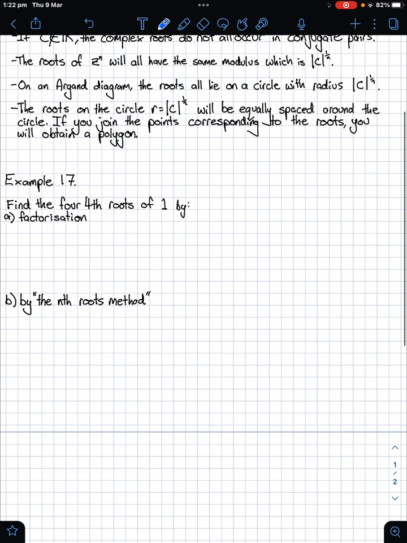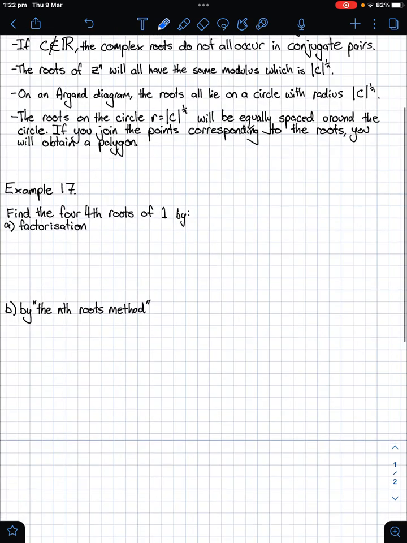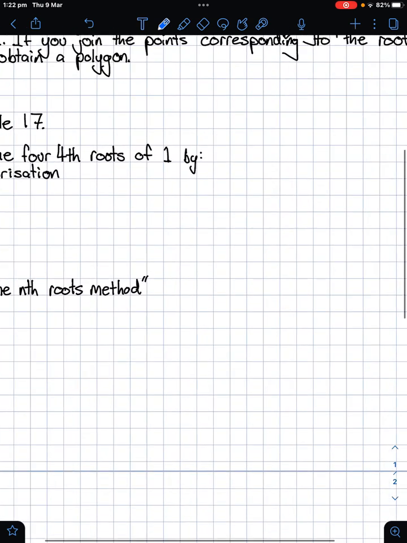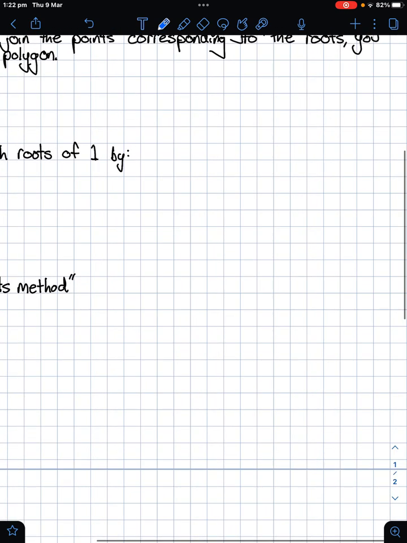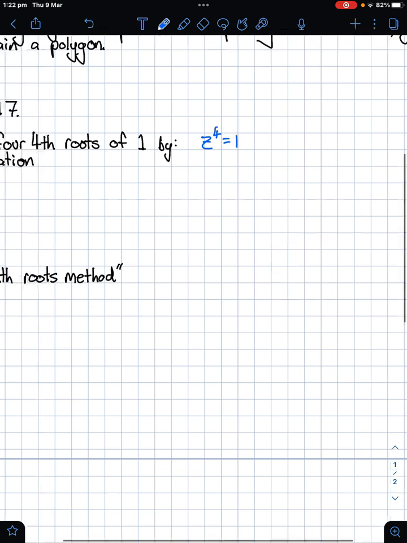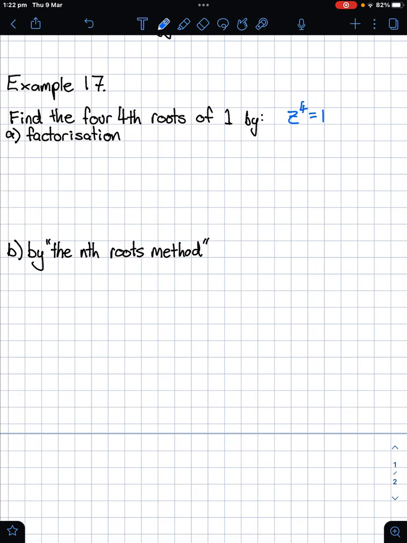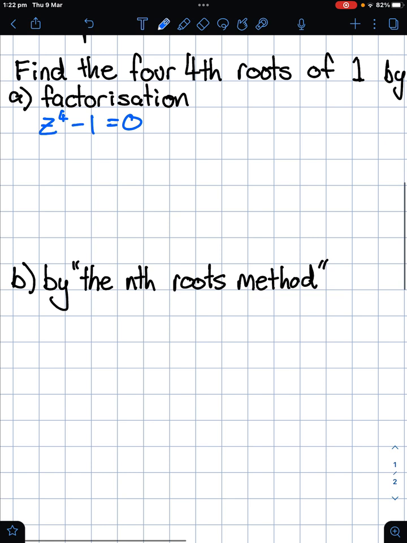So the first question, we're going to look at this example question, which is find the four fourth roots of 1. So we're looking at z to the 4 equals 1. And if we rearrange this, because the first method of solution is by factorization, we're going to look at z to the 4 minus 1 equals 0. And now we're looking at difference of 2 squares. So this is z squared minus 1, and then we've got z squared plus 1.